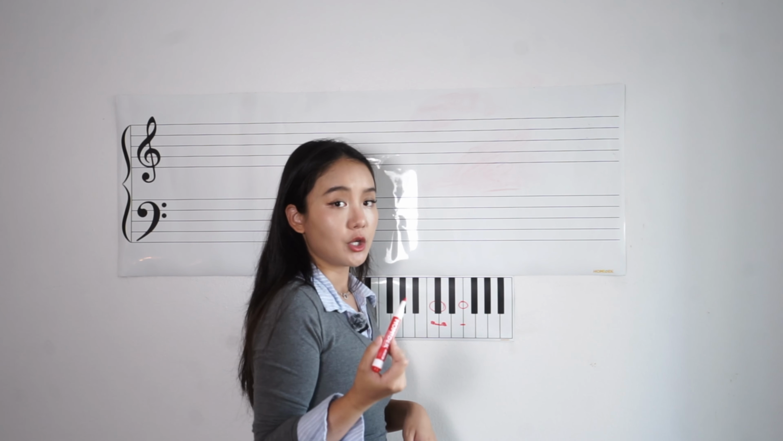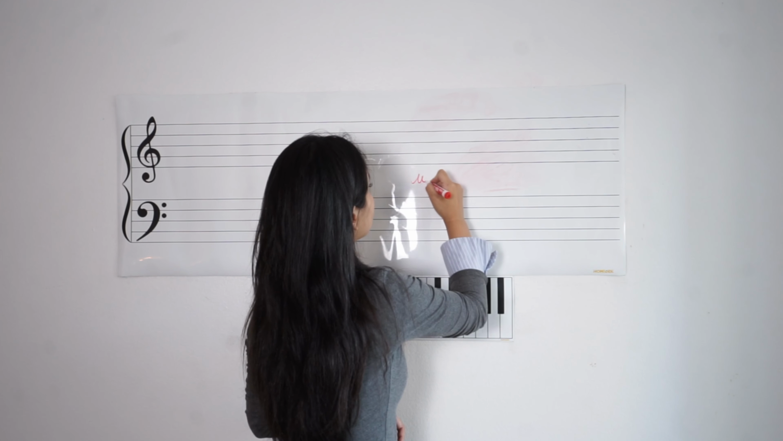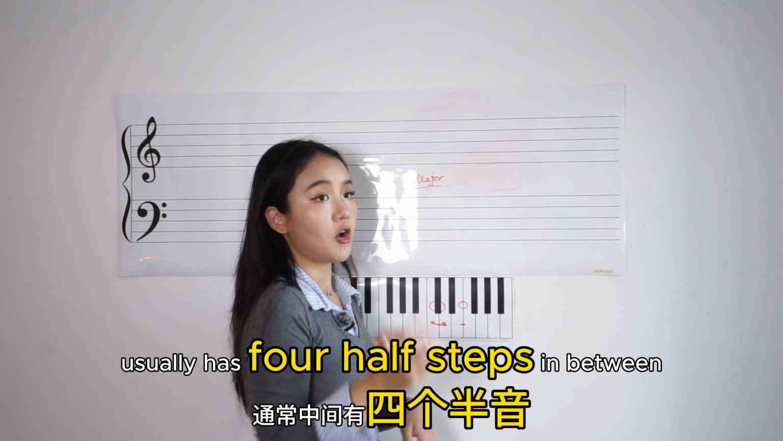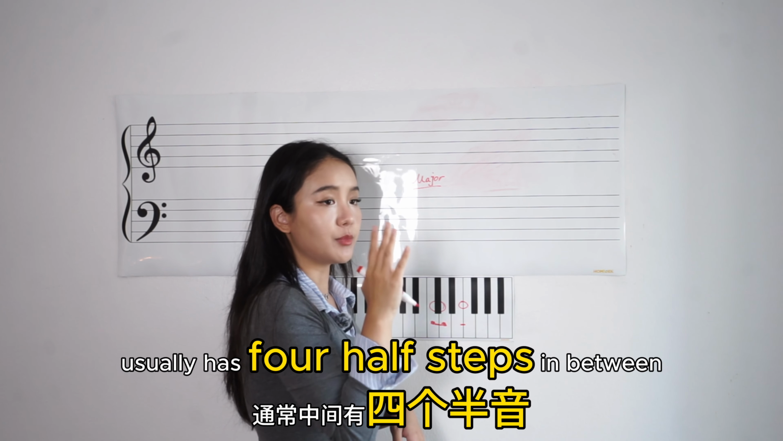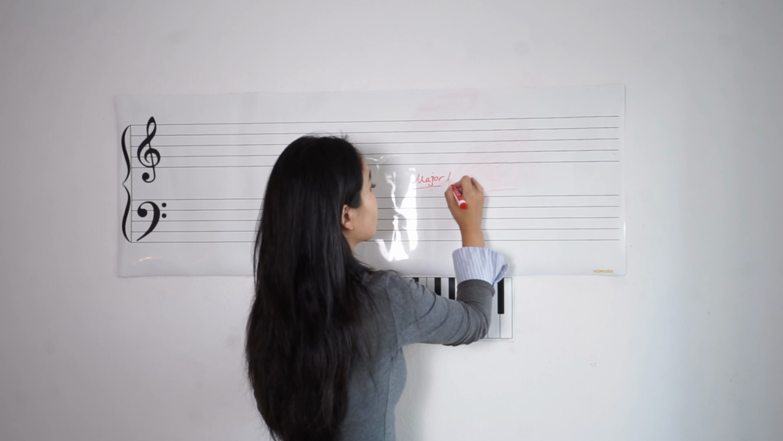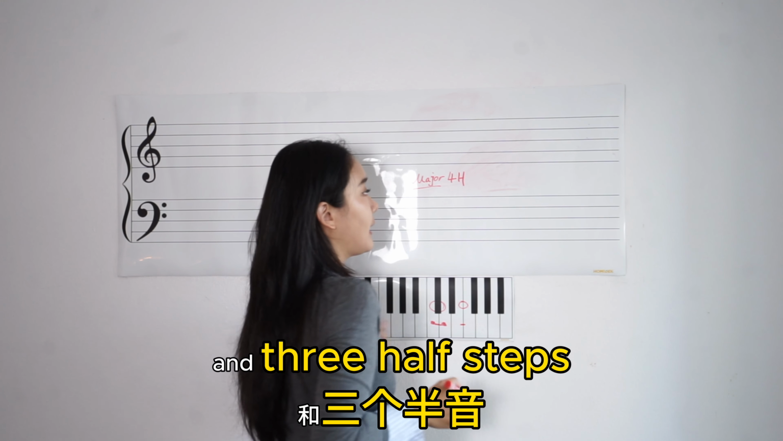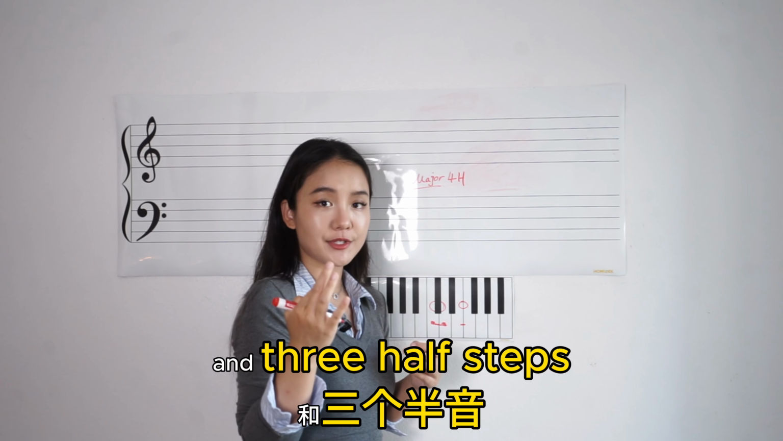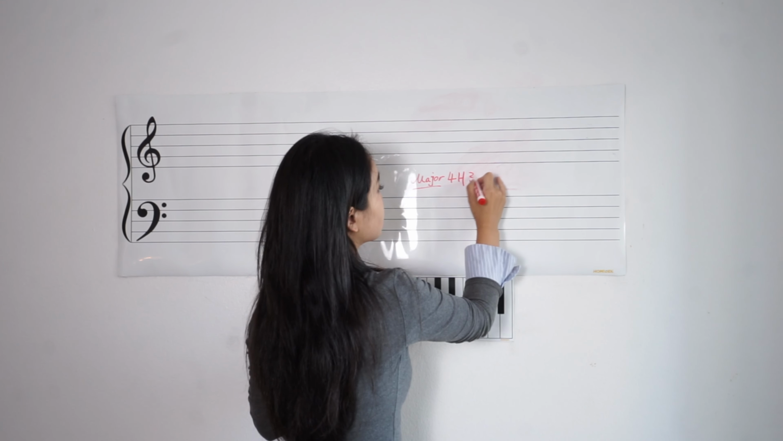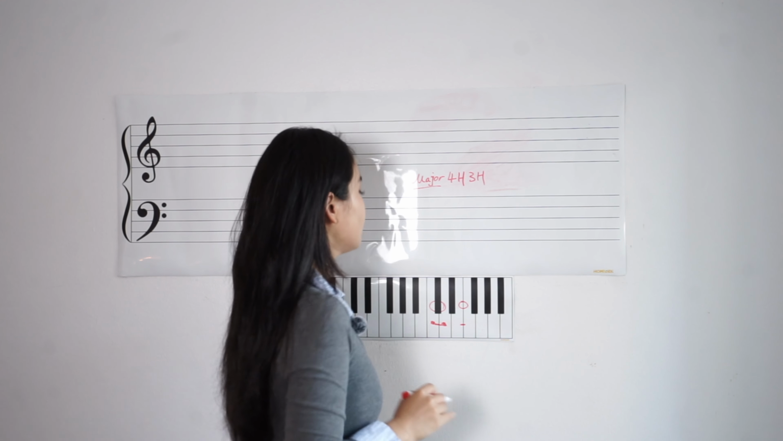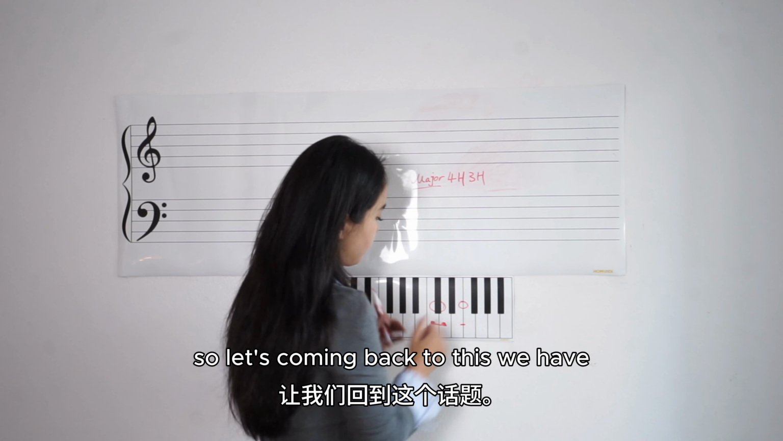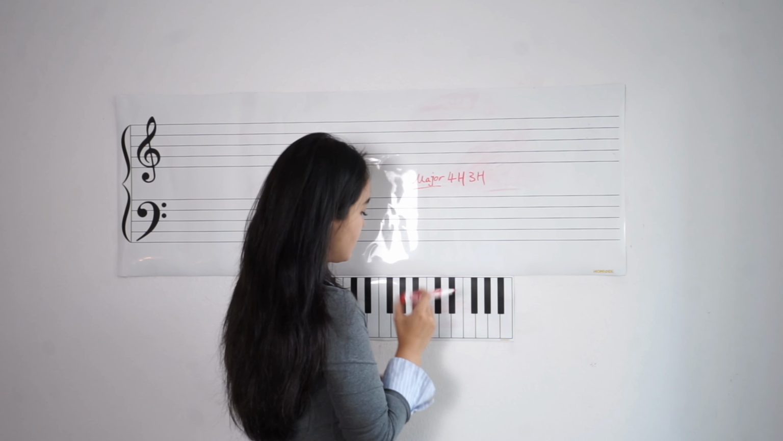Major chord usually has 4 half steps in between the first note and the second note, and 3 half steps from the second note to the top note. So let's come back to this. We have C.